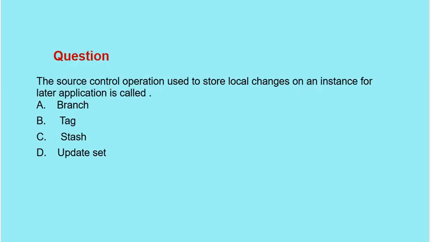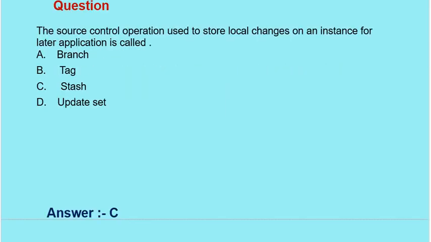Question is, the source control operation used to store local changes on an instance for later application is called: Option A, branch. Option B, tag. Option C, stash. Option D, update set. Correct answer is option C.